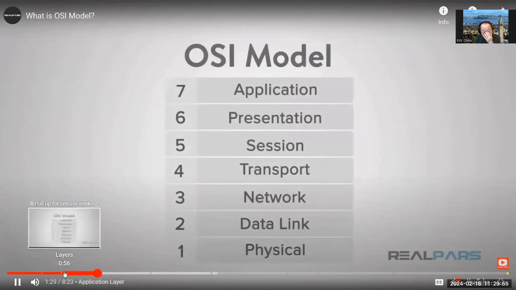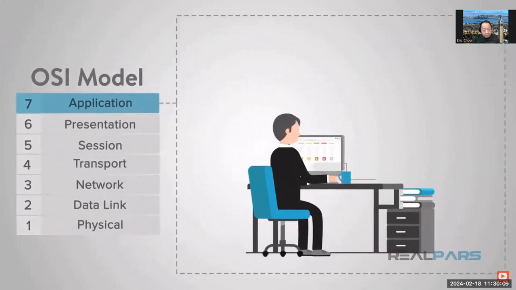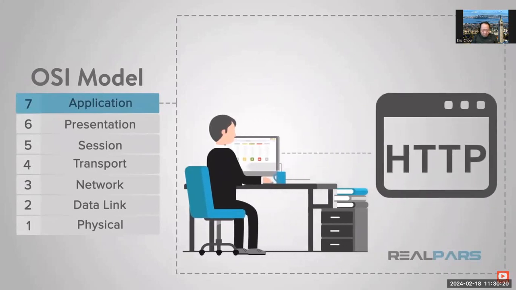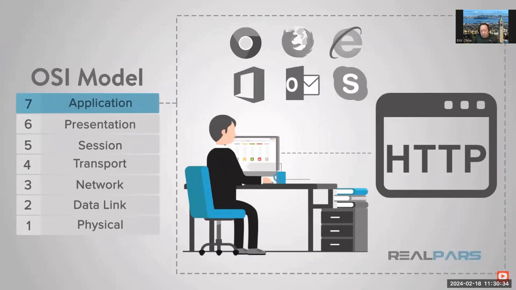We'll describe the layers from the top down. The top layer is the application layer, or layer 7. This is the layer that most users interact with and will recognize. The application layer provides network services to the end user. These services are protocols that work with the data the client is using. One of these protocols may be HTTP, which is used with web browsers such as Google Chrome, Firefox, and Internet Explorer. Other examples of applications that use this layer are Office, Outlook, and Skype.